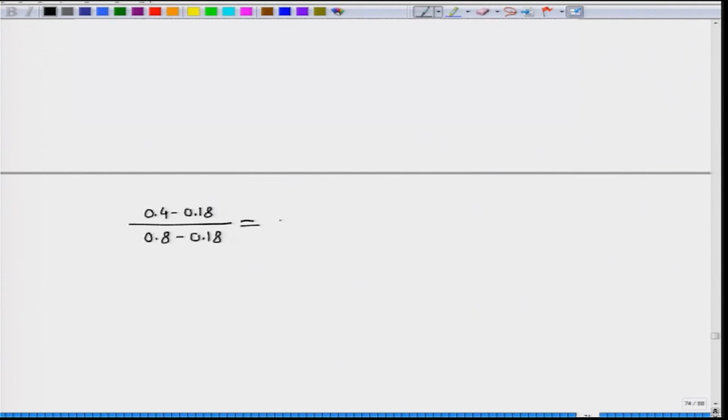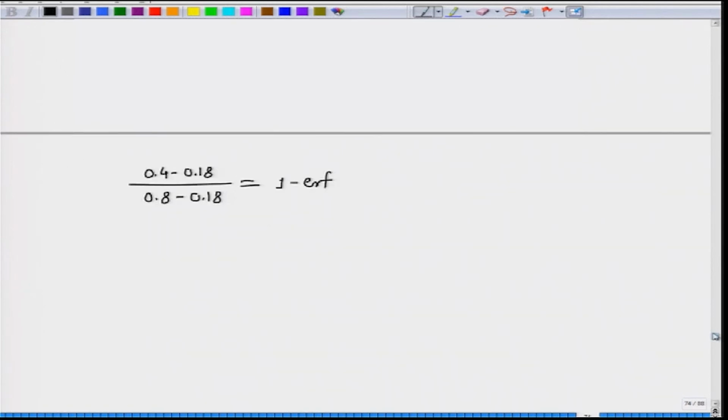is equal to 1 minus error function of x, which is 800 micron divided by 2 root D, in micron square per second, which we evaluated as 3.2, times T, because we need to find the carburizing time. Okay. So, we can solve this.